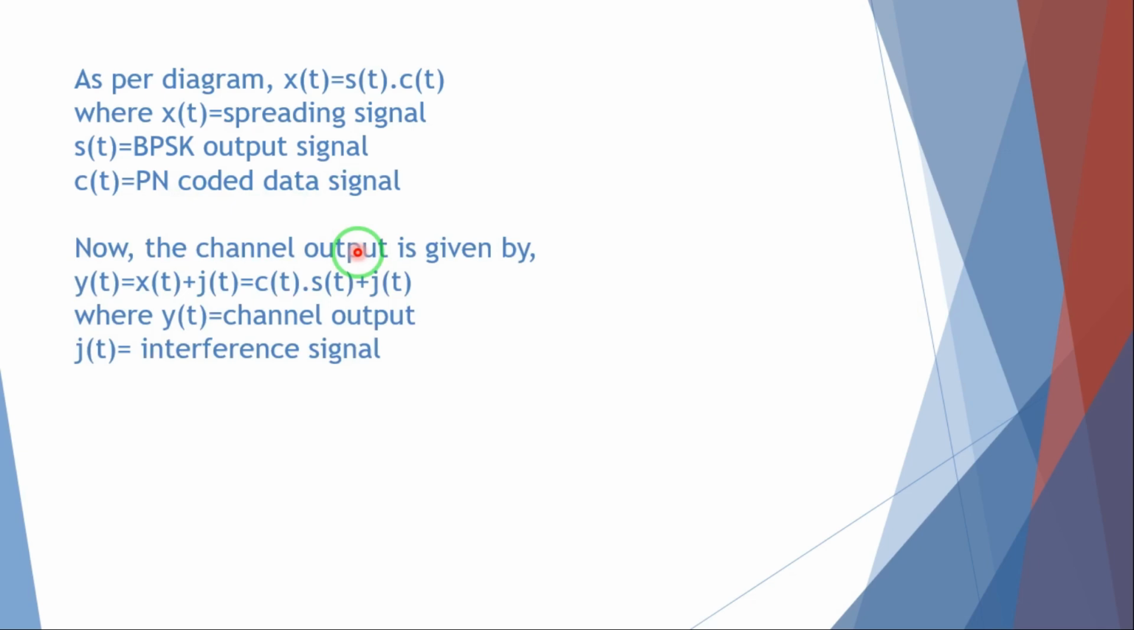Now the channel output, as you have observed, includes J of t. So Y of t is equal to X of t plus J of t. What is J of t? It is an interference signal. And as we already know, X of t is equal to C of t into S of t.